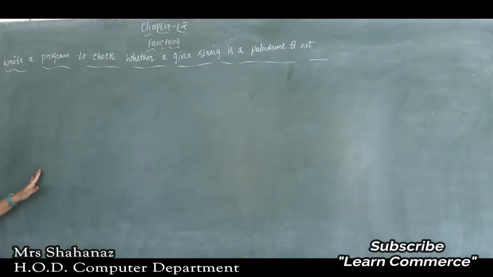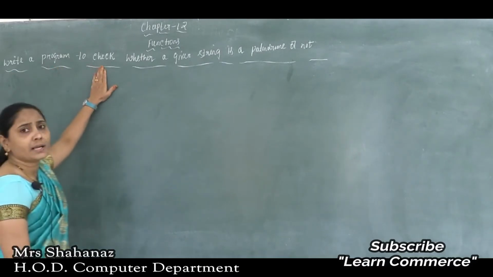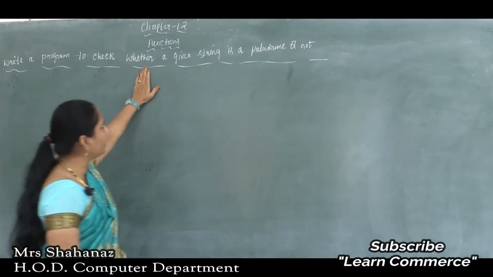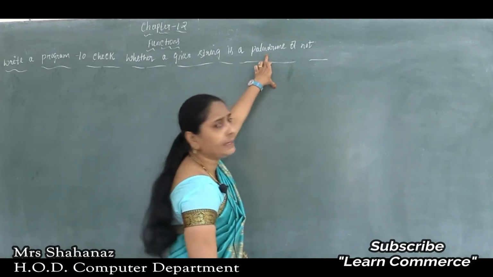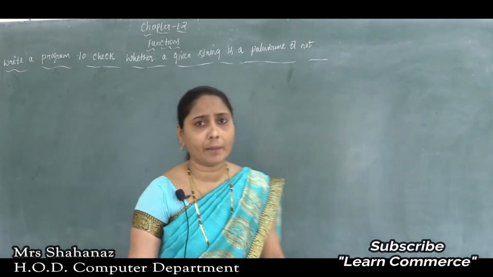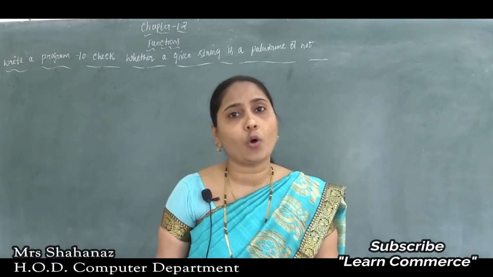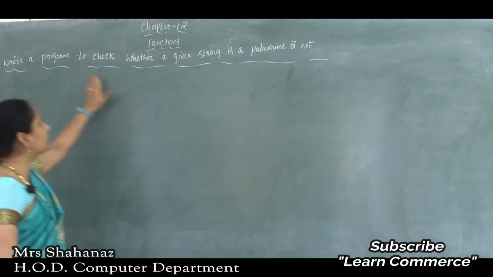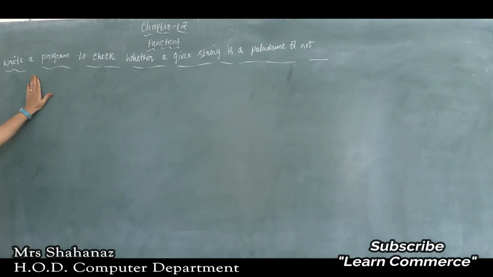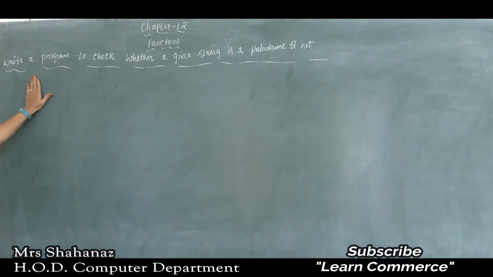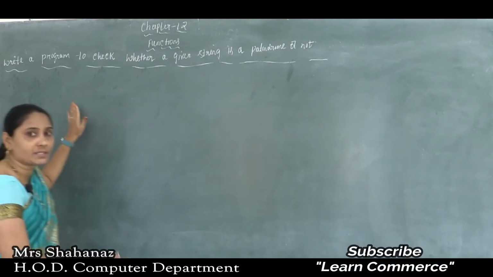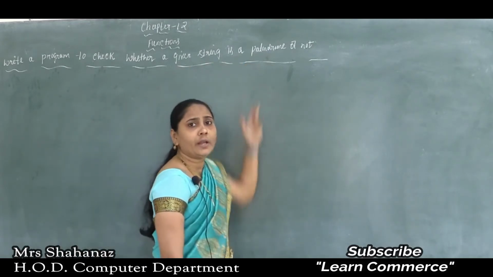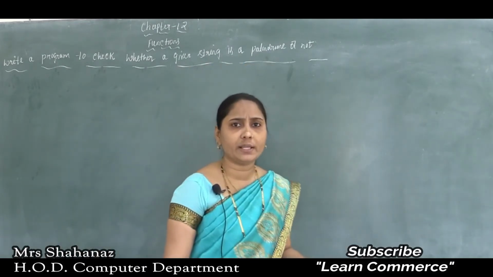Now let's first of all see what the question is. It is the practical program. The question: write a program to check whether a given string is a palindrome or not. The spelling of palindrome, PALINDROME. In this program I am going to check whether the string we enter, or the given string, is a palindrome or not. Again and again I am using the word palindrome.